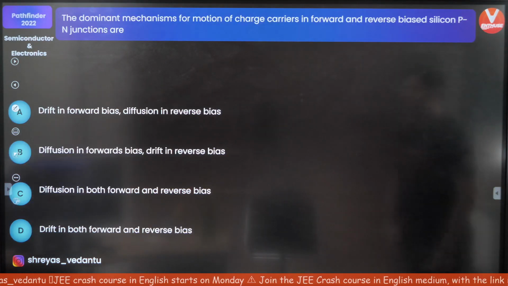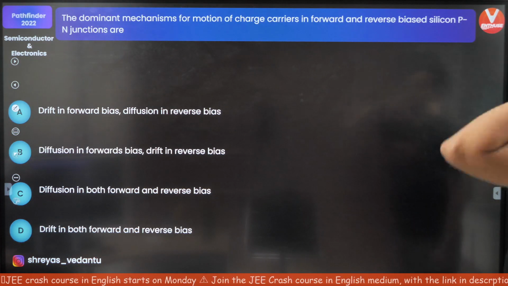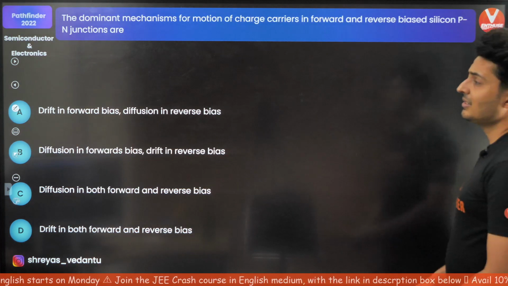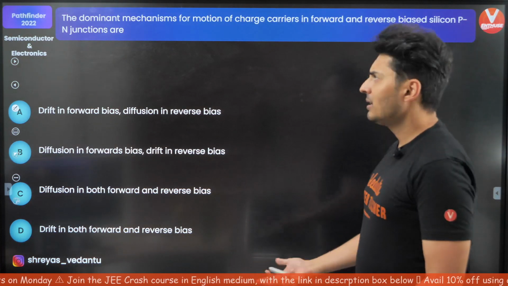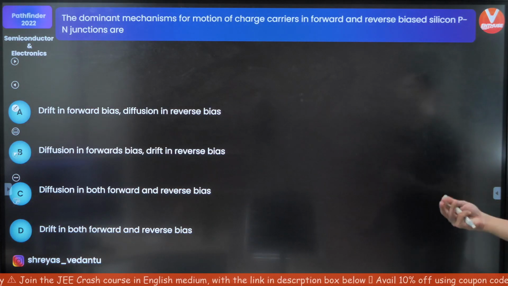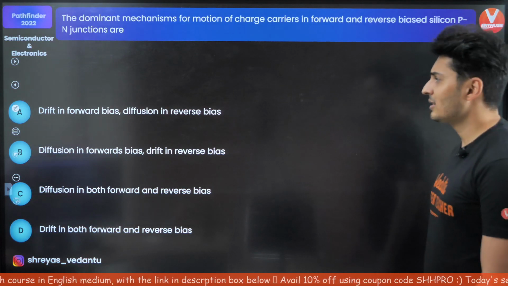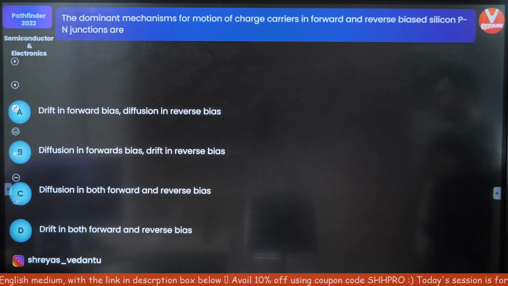Cool. Let's solve some questions. The dominant mechanism for motion of charge carriers in forward and reverse bias of a PN junction is, okay, in a PN junction diode, which is the dominant mechanism for the motion of charges? Drift, forward bias, diffusion, reverse bias. Come on, this is simple.